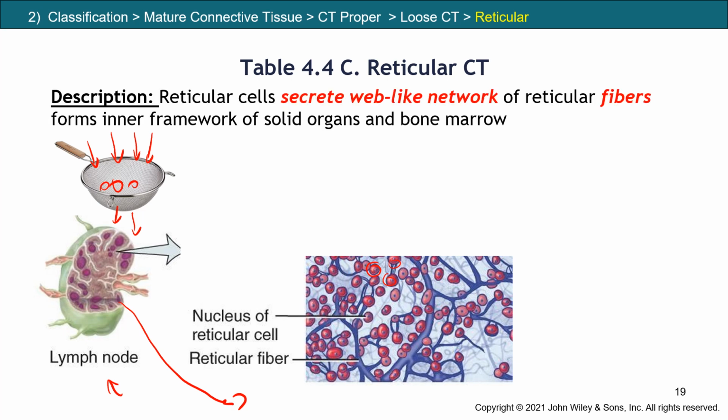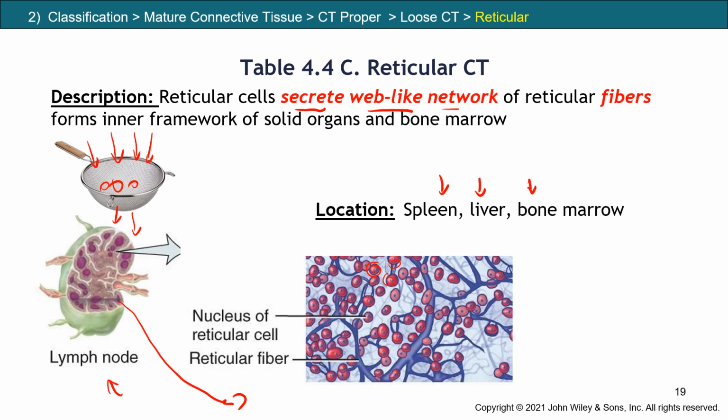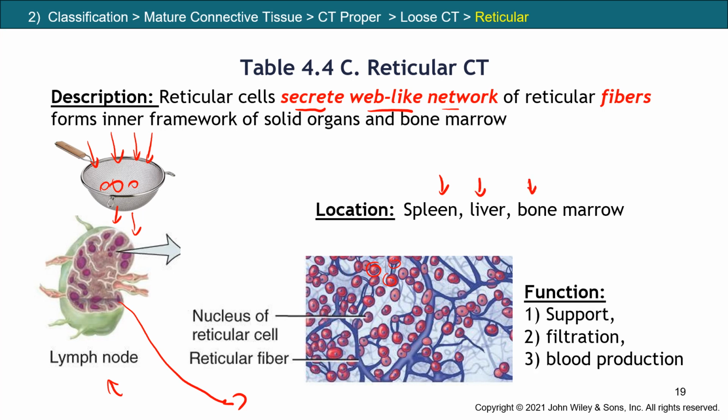So I told you that these reticular cells that you saw in the schematic secrete a web-like network of reticular fibers that they can use to form the framework of solid organs and bone marrow. The organs could be the spleen, the liver, and the bone marrow. And of course, the lymph nodes that we talked about before. The functions could be support, filtration in the lymph nodes, and blood production in the bone marrow.